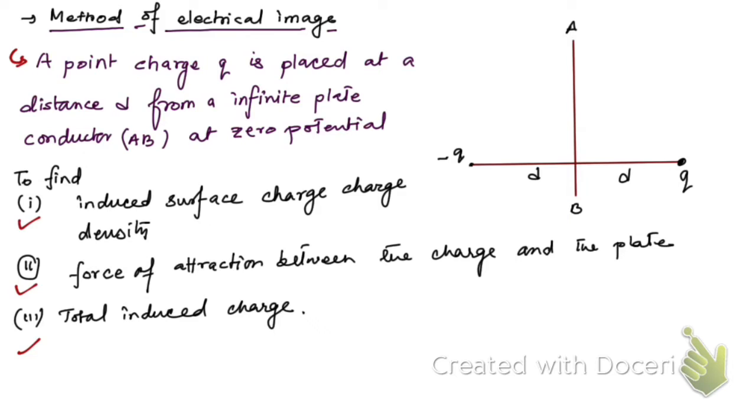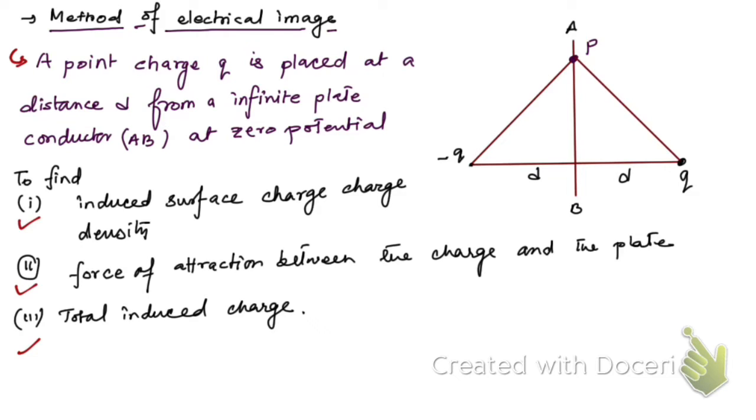Now you see, to find the surface charge density, we're going to find the electric intensity at P. So let me take a point P on the plate, and here we're going to find the electric field intensity due to these two charges, plus q and minus q. For that purpose let me join these two.